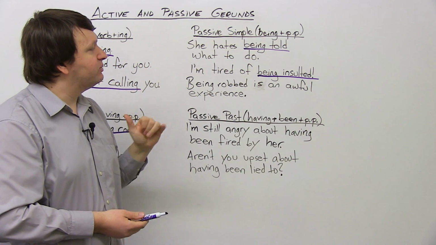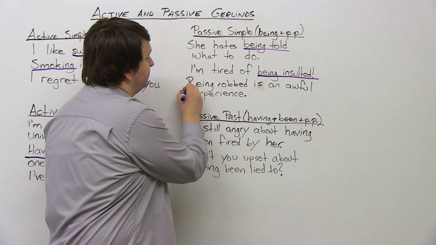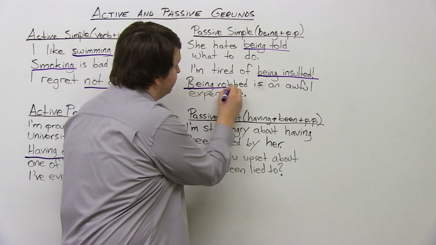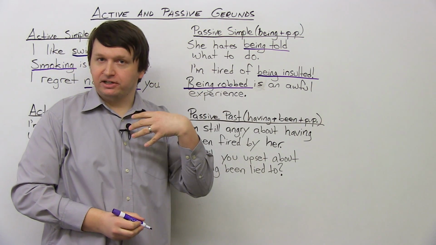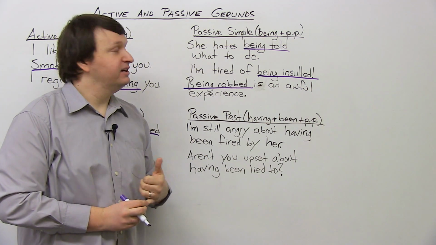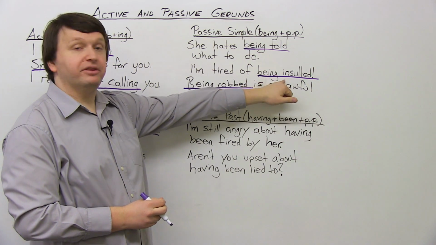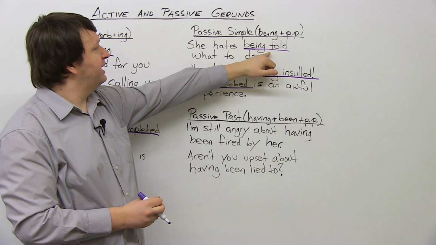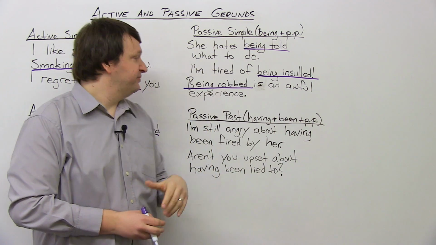And finally, being robbed is an awful experience. And here we're using a gerund as a subject, which is possible. Being robbed by someone, passive construction, you receive the action, is an awful experience. So here you're speaking in general. Here you're speaking about the present. Here, again, she hates being told what to do in general, in the present.